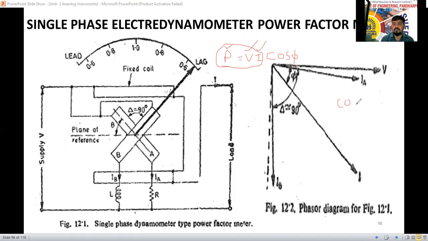Now, cos phi equal to what? P divided by VI. By using this formula, we can calculate it. But there are some instruments from which we can measure the power factor directly.